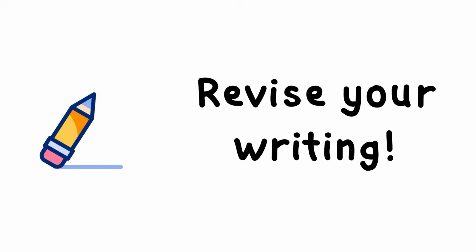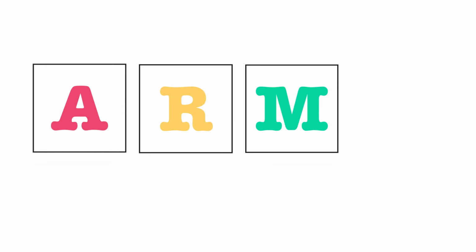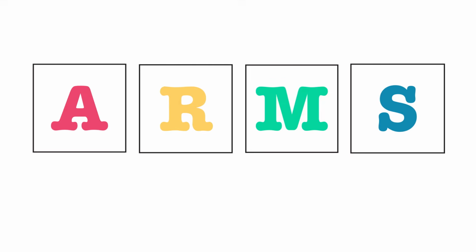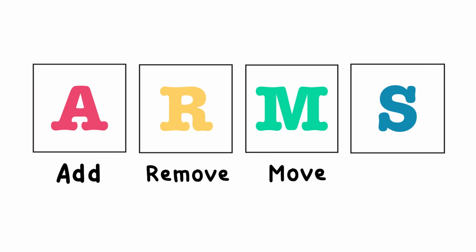Today, we're learning a simple and powerful strategy for revising your writing. It's an acronym called ARMS, and writers use it to make their sentences clearer, stronger, and easier to understand. The A stands for add. The R stands for remove. The M stands for move. And the S stands for substitute.